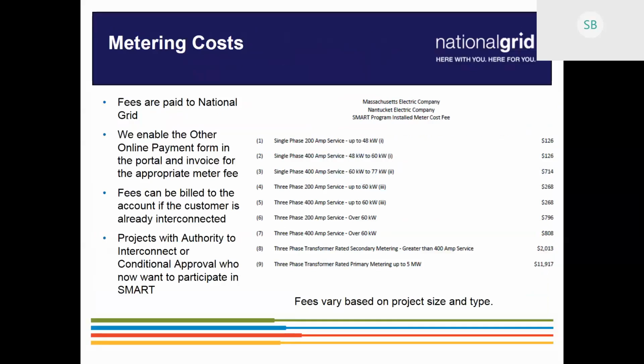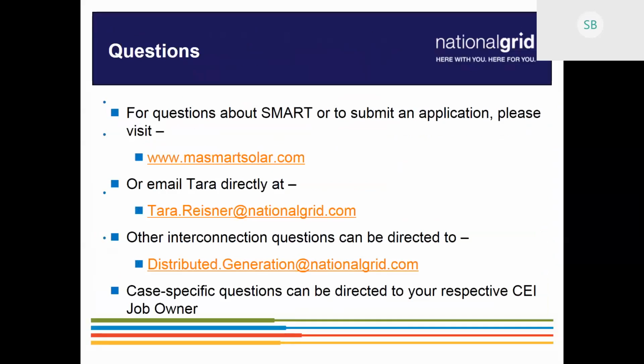So this is just a breakdown of how much we are charging for the meters. Depending on what site and design you have, you would have to pay a different charge for what type of meter you needed with your design. So this happens during the application process. You'd work with your job owner to make that payment once it's determined which type of meter you needed.